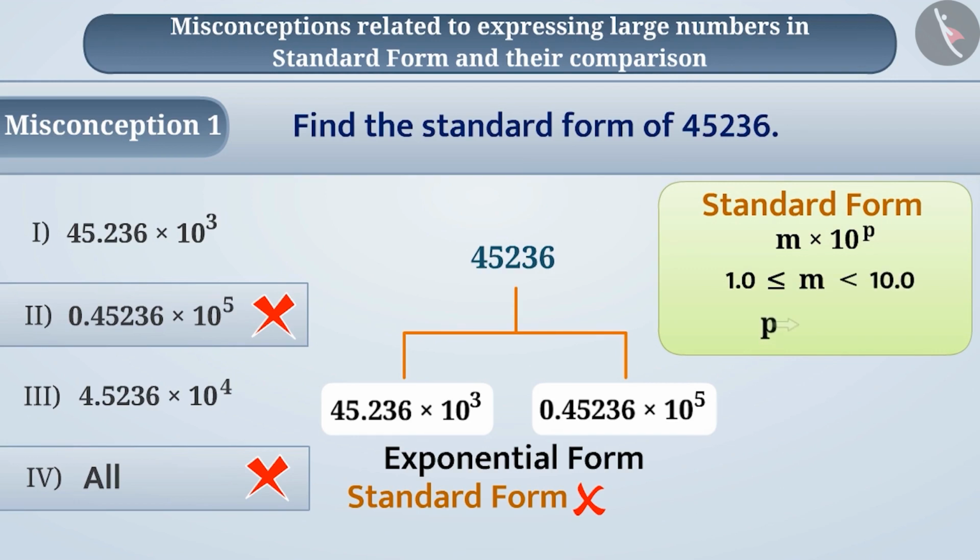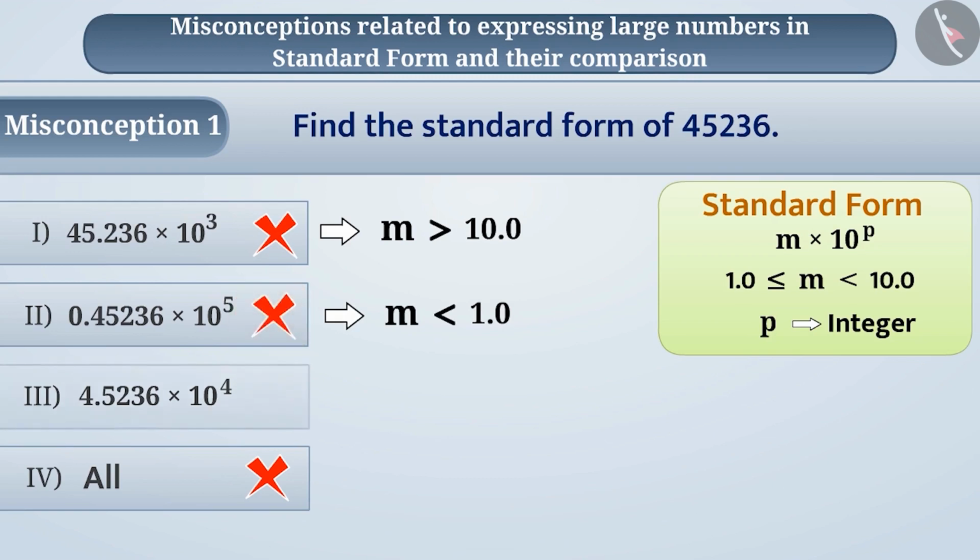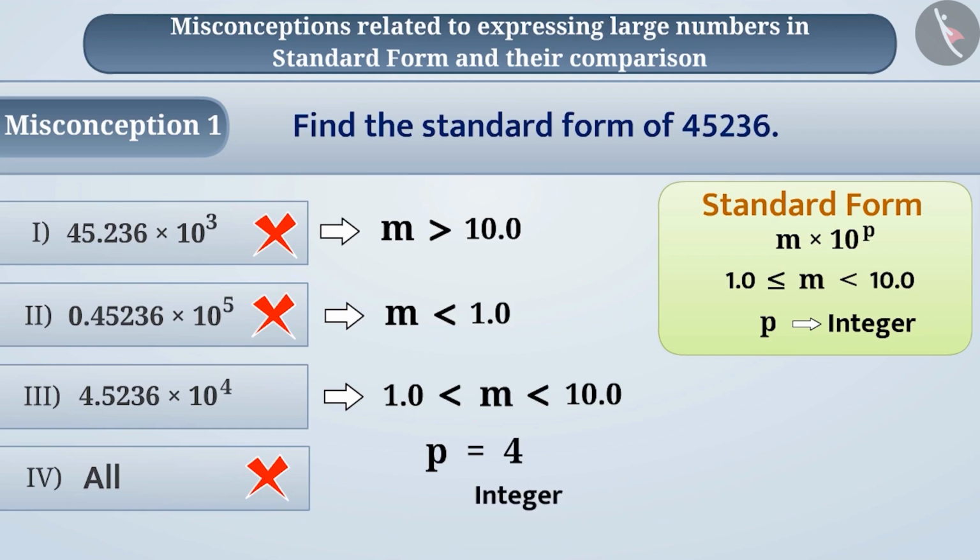In option 1, we can observe that the value of m is greater than 10.0, so this is the wrong answer. In option 2, the value of m is smaller than 1.0, so it cannot be the standard form. In option 3, the value of m is greater than 1.0 and smaller than 10.0, and the value of p is 4, which is an integer. Hence, this is the standard form of the given number.